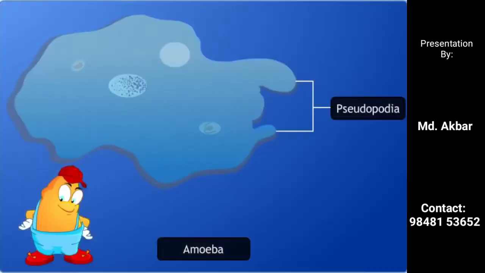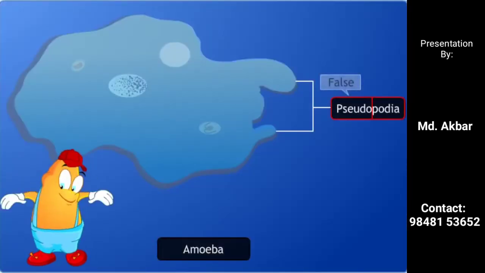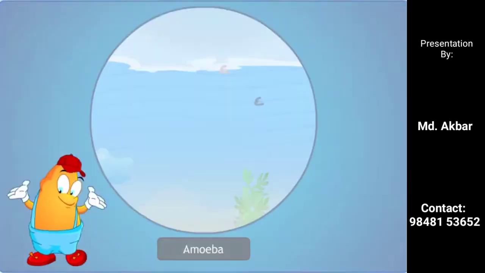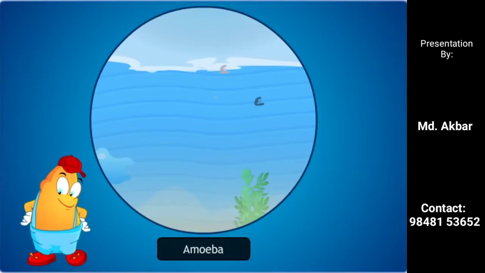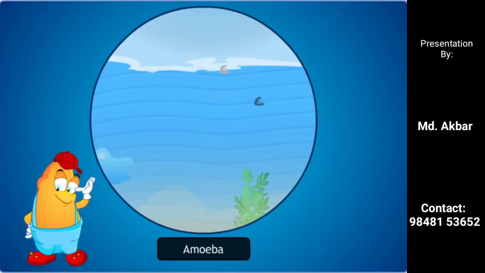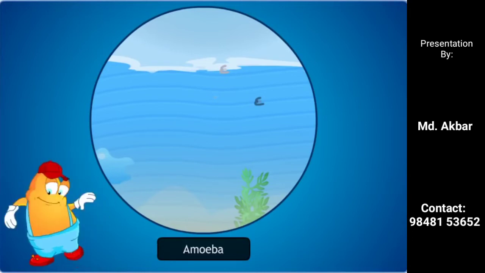Pseudopodia? Pseudopodia mean false feet. An amoeba engulfs the prey with its pseudopodia and then digests it. Thus, it uses these small projections for locomotion and to capture prey.